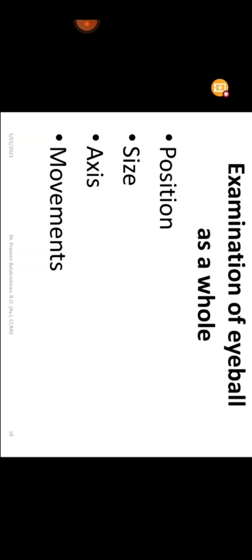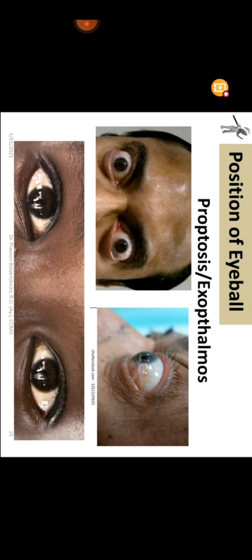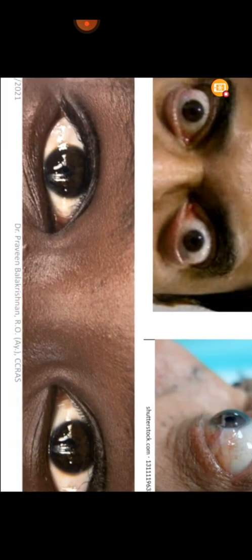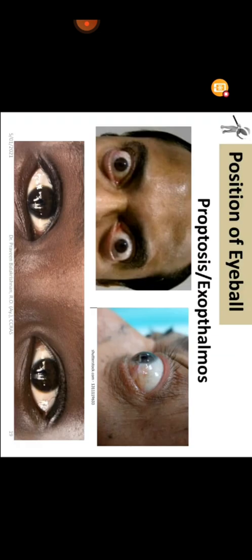Okay. Now, examination of the eyeball as a whole. These are the 4 points that you should keep in your mind when you are examining the eyeball: the position, size, axis, and movements. Let me first bring your attention to the picture below. You can see that both the eyes are equally placed well inside the orbit. But you see the above picture.